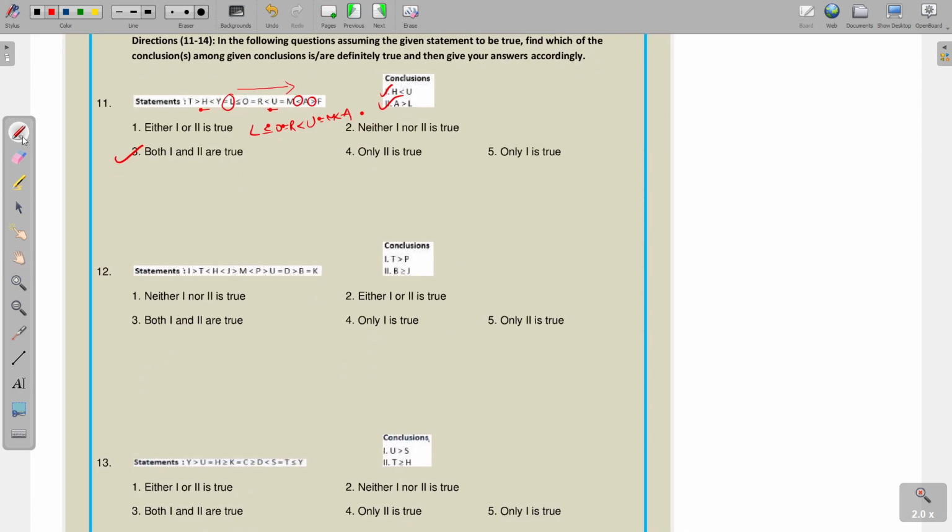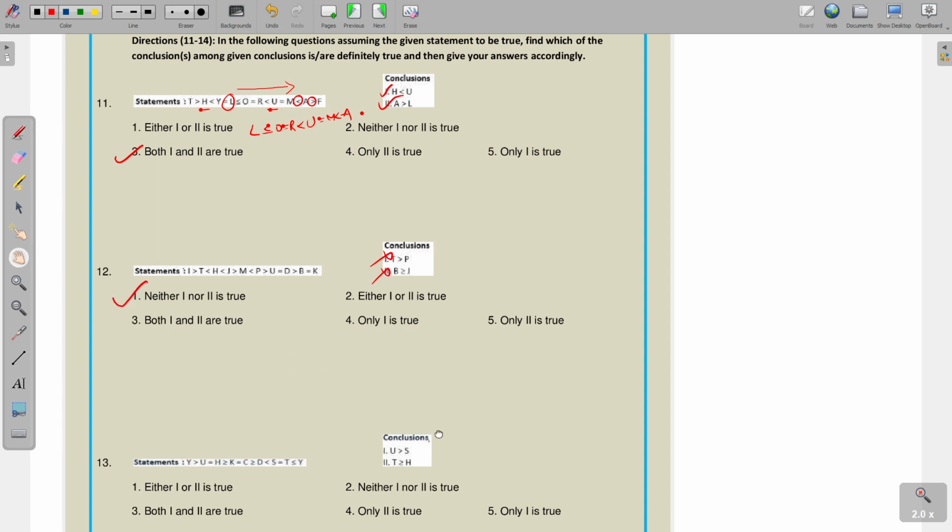Next, t greater than p. So t here, so before t both are opposite signs. Okay, the first one does not follow. Next, coming to the second one, b greater than or equal to j. So j here, before j both are opposite symbols. This one also does not follow. So b and p, both do not follow. Neither conclusion 1 nor 2 follows.